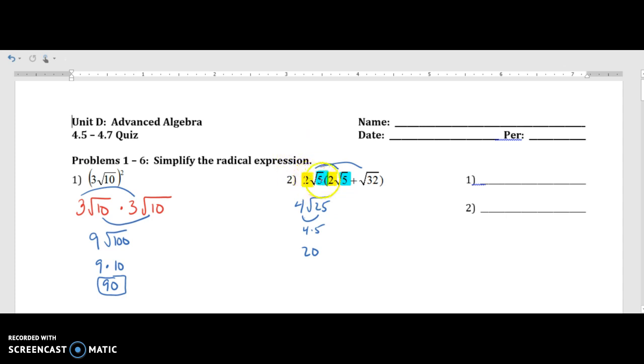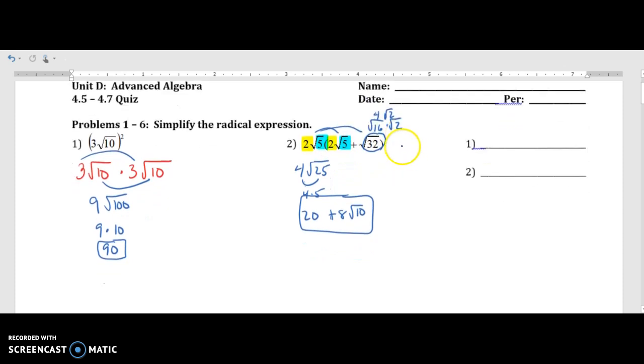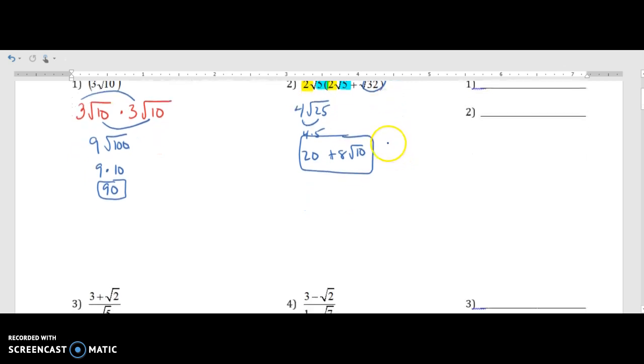and now you're going to do 2 root 5 times root 32. Now, sometimes I'll make this a smaller number, right? By doing root 16 times root 2, I'll simplify it. It gives me 4 root 2. Now, when I do 2 times 4, I get 8. Then root 5 times root 2 is root 10. Okay, it just allows me to do it easier in my head because it's working with smaller numbers. Okay, you could do 2 and then root 160 and then simplify 160 and you get the same thing.